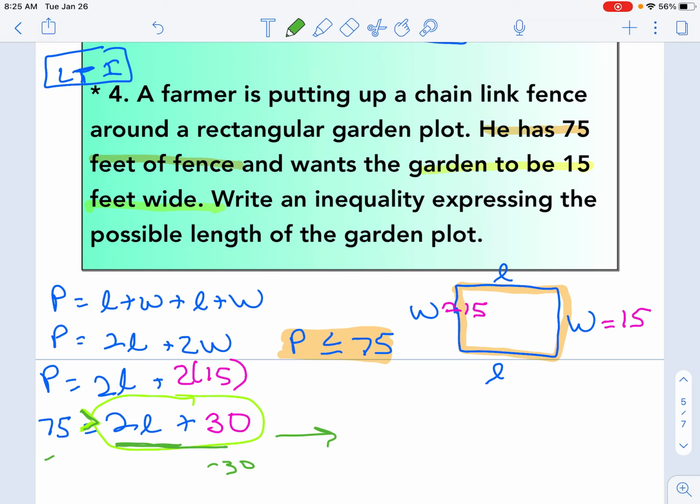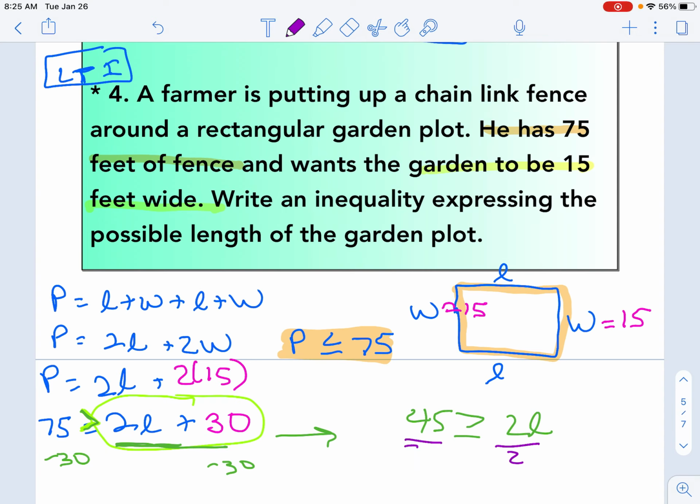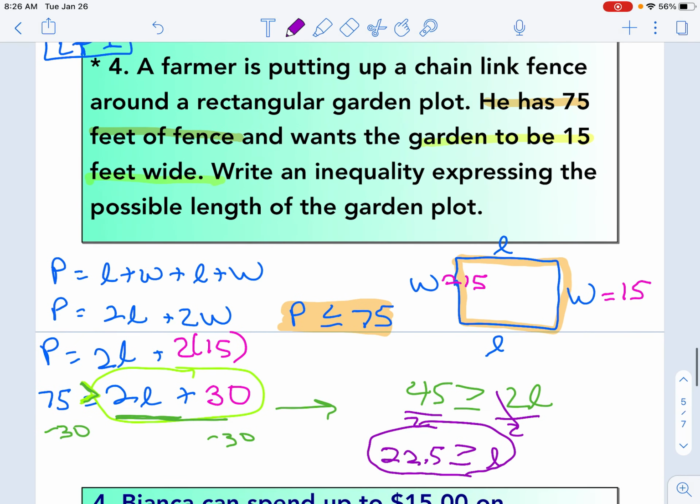And we would solve this by subtracting 30. So that gives us, and I'm going to keep my inequality the same because I just subtracted, 75 is greater than or equal to 2 times the length. Oh, sorry, not 75. When I subtract, I get 45. And then the last thing I'm going to do is divide by 2. So my length here has to be less than or equal to 22.5. So that is the most that my length could be. It could be less than that because I wouldn't have to use up all the fence.